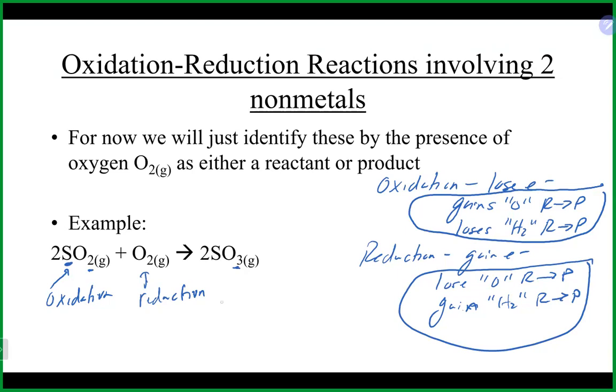And obviously you are not responsible to know how to assign these numbers for our class, but just to show you how it works. For example, here in this situation with SO2, the oxygen has a -2 oxidation state, and the sulfur actually has a +4 oxidation state. The oxygen over here has a -2 oxidation state, and the sulfur here has a +6 oxidation state. So if you went through your number line like we talked about, the sulfur is starting at +4, ending at +6. So it's becoming more positive and is going through oxidation. So that is ultimately what's happening. It's actually the sulfur here.